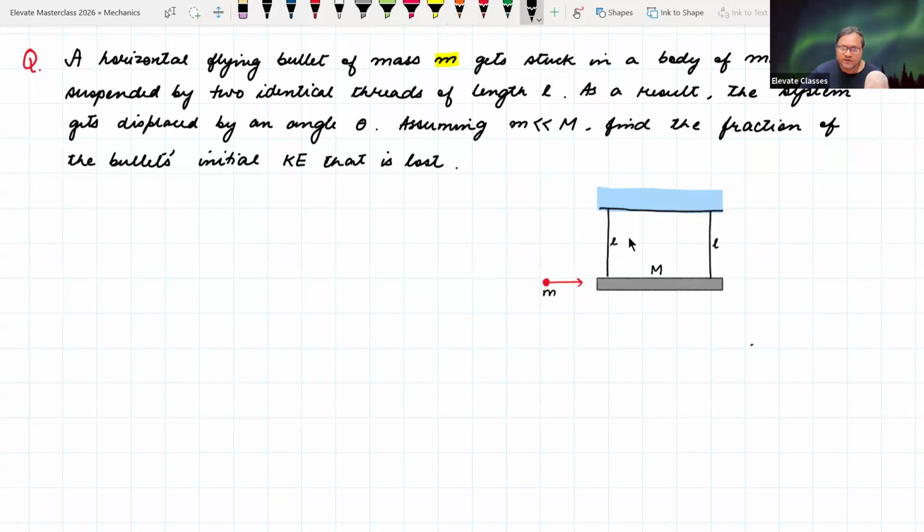So it behaves like a pendulum. The system gets displaced by an angle theta as a result of this collision. So what is the fraction of the bullet's initial kinetic energy that is lost due to sound, heat, or whatever? And it gets stuck. This is important. What does get stuck mean? This is a perfectly inelastic collision. Try it. I'll give you the options.